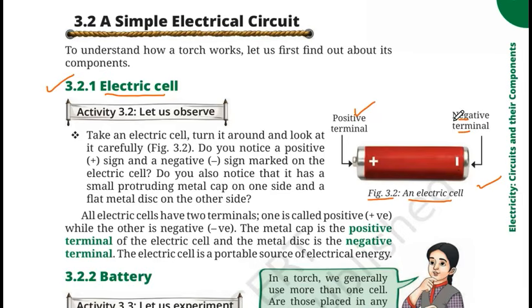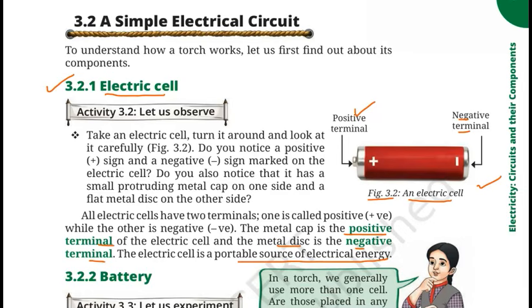So an electric cell has a positive terminal and a negative terminal. So they have two terminals. The metal cap is the positive terminal, whereas the metal disc, that is the flat cap, is the negative terminal. So this electric cell is a portable source of electrical energy. I hope it is clear. Do you know what is portable? That you can carry from one place to the other place. So you can easily carry an electric cell from one place to the other place, right? That is why we call it a portable source of electrical energy.